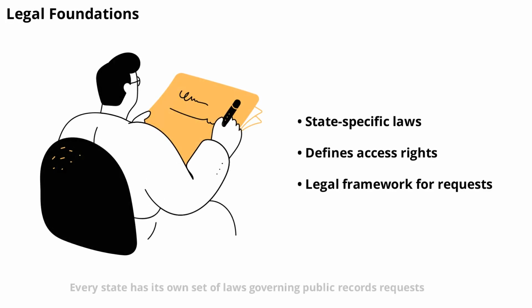Every state has its own set of laws governing public records requests. These laws outline what records are accessible, who can request them, and the process agencies must follow. Some states call these laws Freedom of Information Acts, FOIA, while others use different names. Regardless of the title, the core idea is the same: to provide a legal framework for public access to government records. Understanding your state's specific law is the first step in making a successful request.